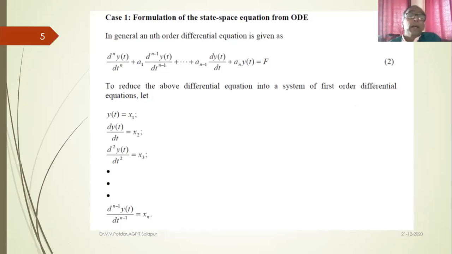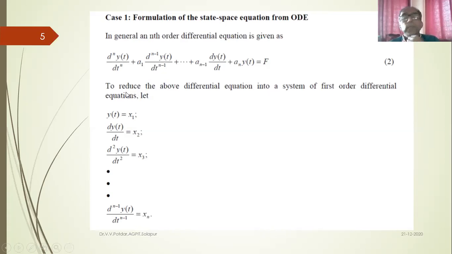In general, please be attentive, an nth order differential equation is given as d^n by dt^n, the nth order derivative of the function y(t), plus, in descending order of the differentiating terms, maybe d cube by dt cube of y(t) plus a1 into d2 by dt square of y(t) plus and so on, plus an y equal to f. This is a generalized form of the ordinary differential equation that we come across.